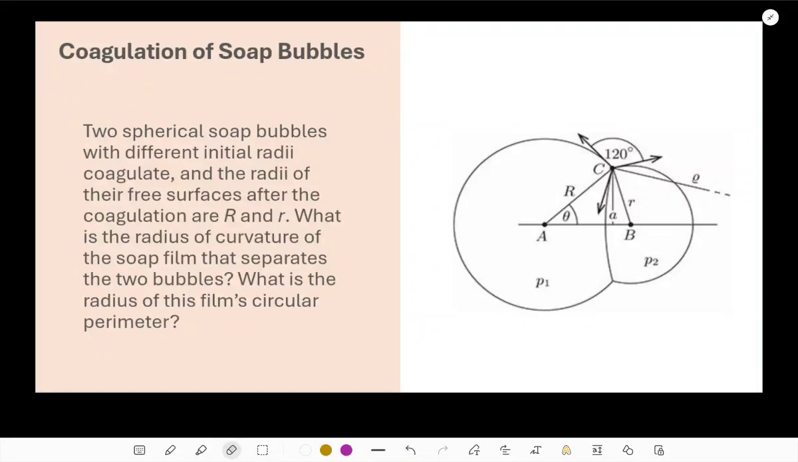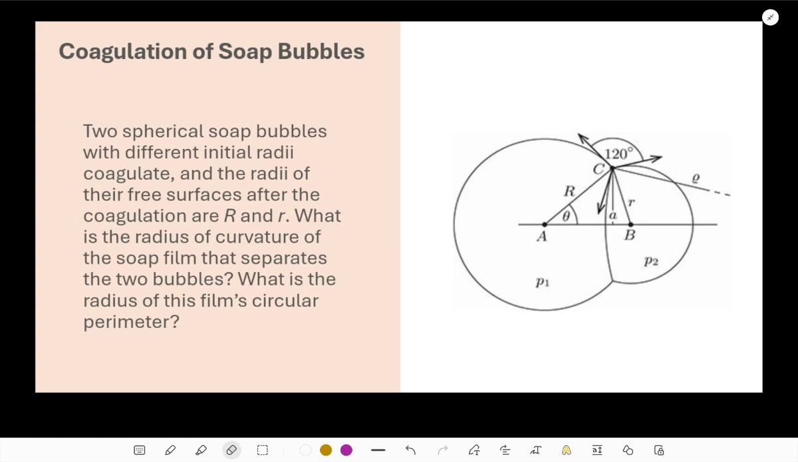Hello and welcome. This is perhaps not a new problem because many of you must have solved it. But still, I'm doing my job. This problem is quite famous now, and it is related to coagulation of soap bubbles. Coagulation means merging the soap bubbles.